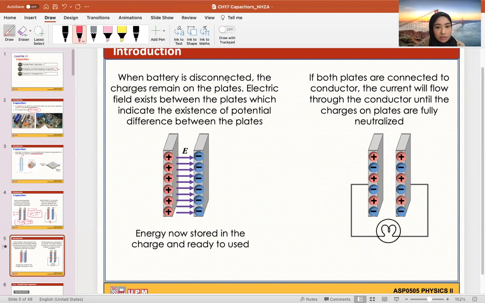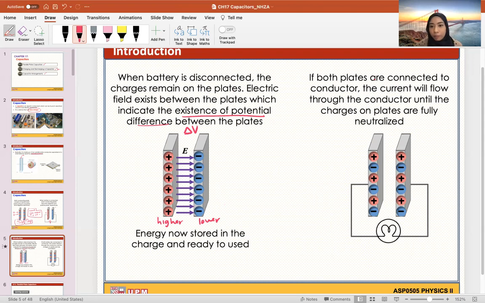When a battery is disconnected, the charges remain on the plates. An electric field exists between the plates, which indicates the existence of a potential difference. When we have a higher potential here and a lower potential here, we are creating an electric field between the plates, which means that we have delta V.